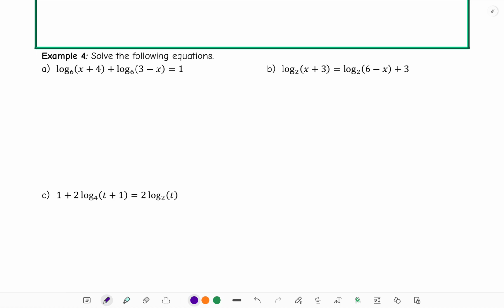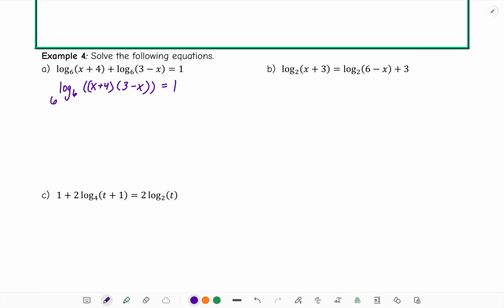it's not quadratic in form, and I can't write them with the same base because of that 1, but I can use log properties because this is the same thing as log base 6 of x plus 4 times 3 minus x. When you're adding two logarithms, that's the same as multiplying the arguments.